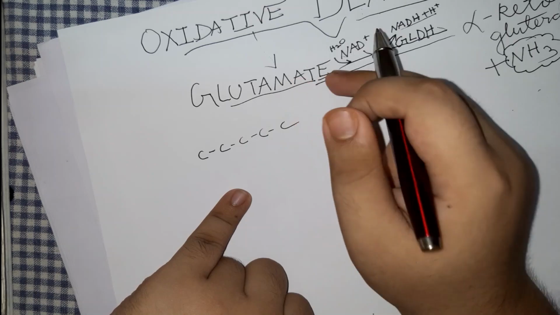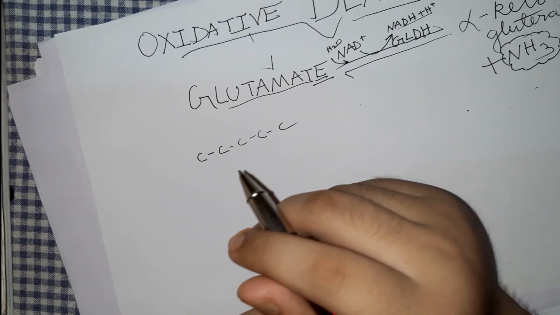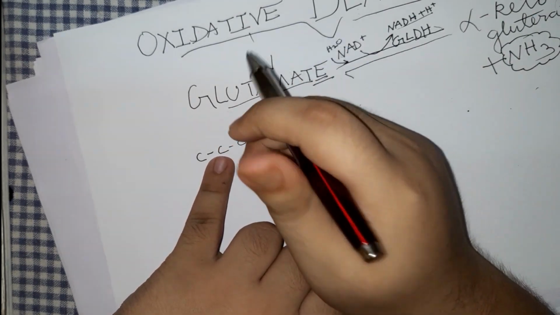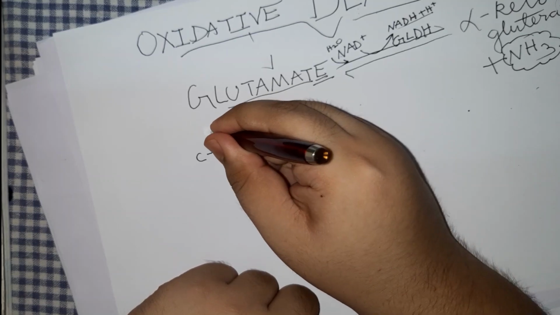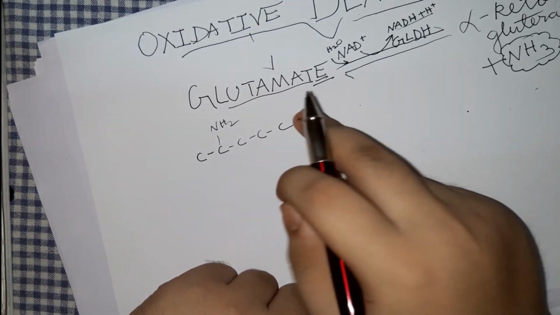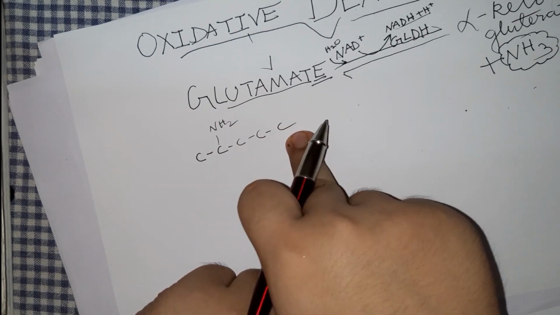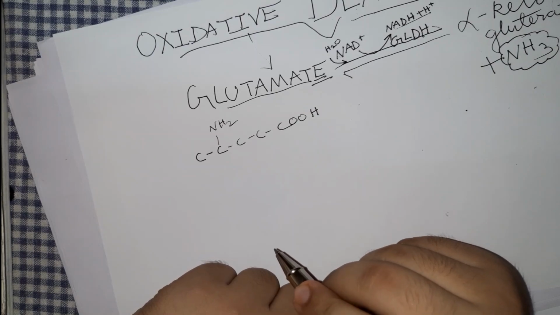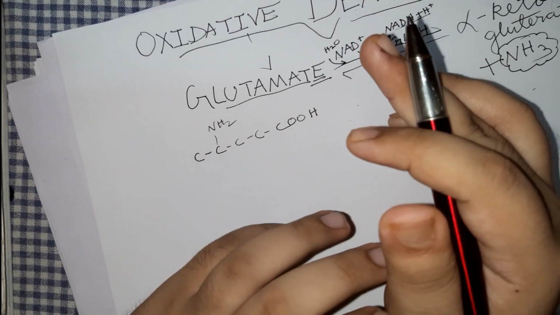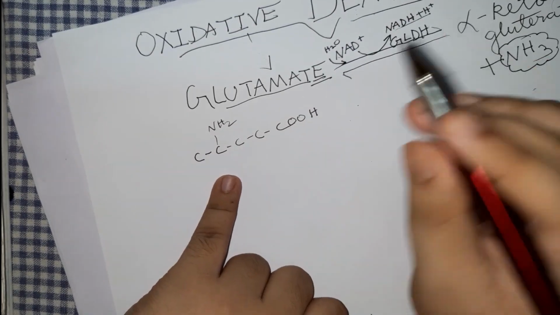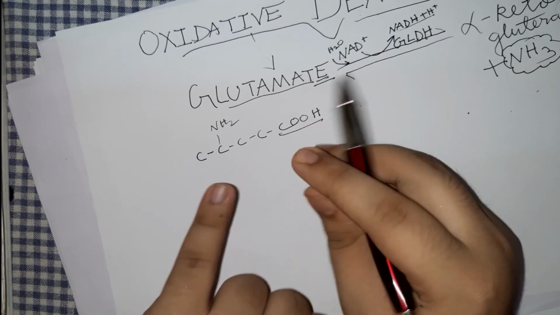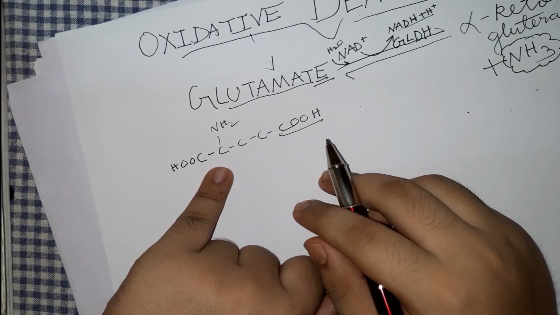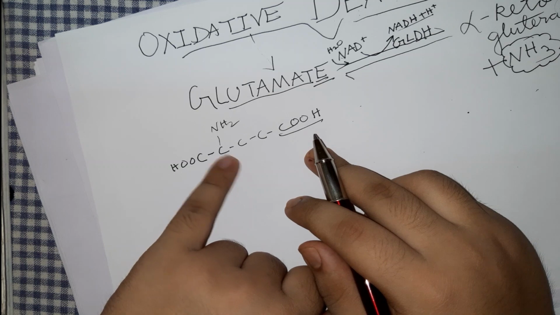Since glutamate is an amino acid, it would obviously have an amino group somewhere. Suppose we say that this end is the N, nitrogen end. So the amino group is here. If the amino group is at this end, this side becomes the C end, that is, the carboxyl end. Now glutamate means glutamic acid, which is an acidic amino acid. So there has got to be another carboxyl group, another acid group, so that overall it becomes acidic. That is present here.